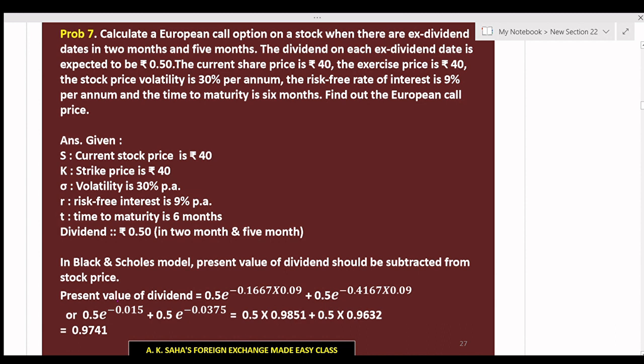Next comes the problem, Black and Scholes model. Calculate the European call option on a stock where there are ex-dividend dates in 2 months and 5 months. The dividend should be deducted from the stock price. The dividend on each ex-dividend date is expected to be rupees 0.50. The current share price is rupees 40. The exercise price, strike price, is rupees 40, that is ATM.